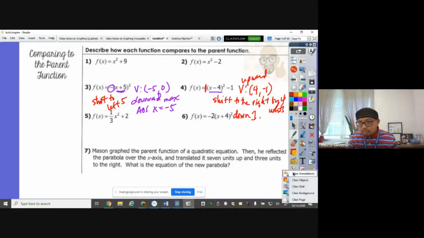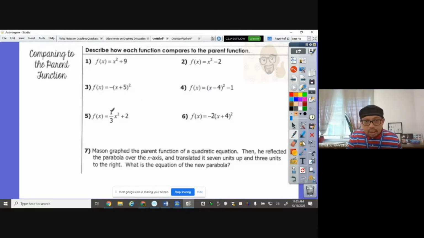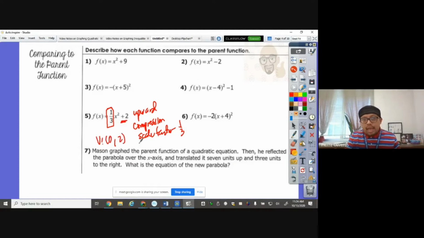Okay, next here we have a 1/3 here. That is positive, so it opens upward. What else? 1/3 is smaller than 1, so it's going to be wider. It will be a compression with a scale factor of 1/3, and the plus 2 tells us that the vertex is 0, 2, and the axis of symmetry is x equals 0. Okay, I'll leave number 6 to you guys to do. Let's do number 7 here.